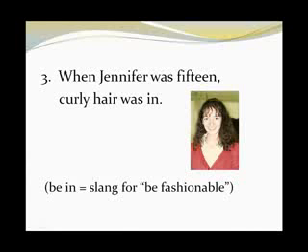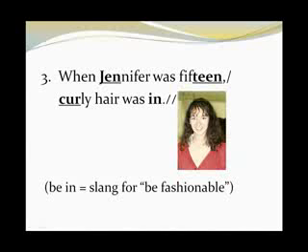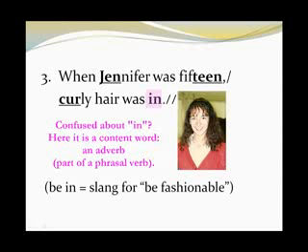Read statement 3 aloud. Now listen and repeat. When Jennifer was 15, curly hair was in. Here we did not stress hair. Here 15 is at the end of a phrase, so the second syllable is stressed. Also here, in is not a preposition, it's not a function word, it's an adverb, it's part of a phrasal verb, be in, so we're going to stress it because in is at the end of the sentence. It's at the end of a thought group.